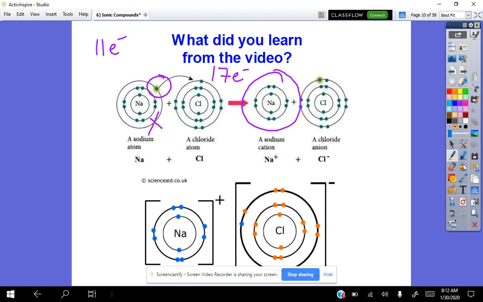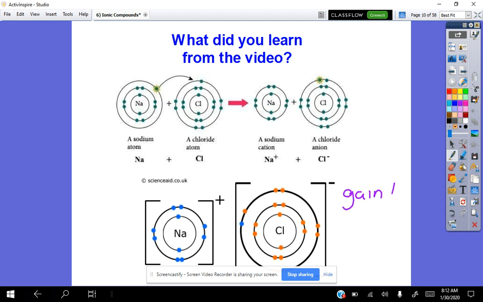The shell below, which previously had 8 valence electrons, is the new highest energy level, and that is stable because we've completed our octet. Chlorine kept its third ring, it just added one more, and now its third energy level is entirely filled. As a result of gaining an electron, remember electrons have a negative charge, by gaining one I end up with a 1- charge for chlorine. By losing one, I end up with a 1+ charge for sodium.